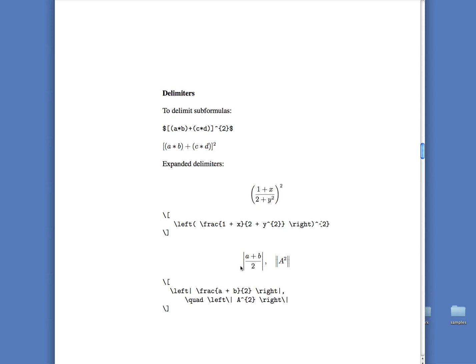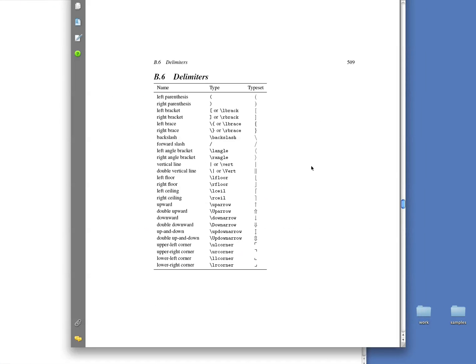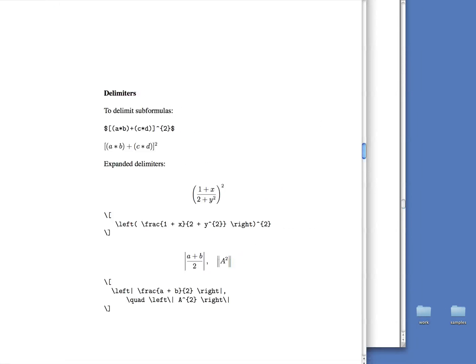Two more examples with vertical bar modified by \left and \right, and double vertical bar, which is backslash vertical bar modified by \left and \right, will give you this. Note that this is still taller than what you would get from backslash vertical bar, because a squared is taller than, say, a would be. There are a whole bunch of delimiters, and in the short course in Appendix B6 or in my book you find all of them listed. Just take a look at the list, and if you need any of these, you know where to look them up.